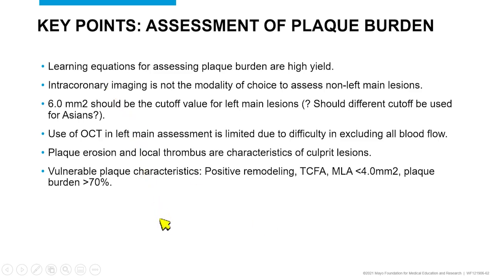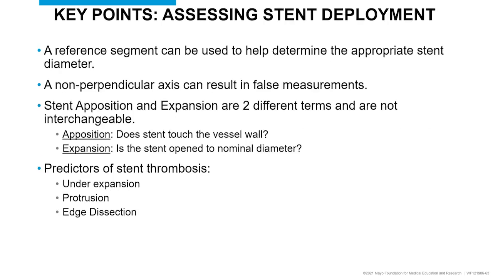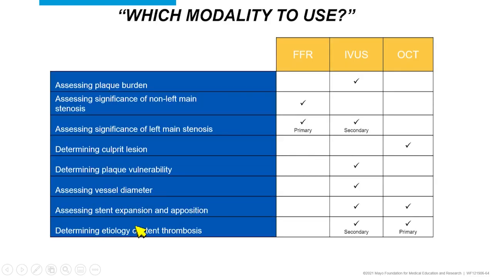You can look at plaque erosion and localized traumas on top of the plaque or inside the vessel as characteristic of culprit lesions. And vulnerable plaque characteristics include positive remodeling, thin cap fibroatheroma, minimum lumen area of less than 4 square millimeters, and a plaque burden of greater than 70%. You can use a reference segment to determine the appropriate stent diameter, and again, pay attention to whether your axis is perpendicular or not. You should be familiar with concepts of stent apposition and stent expansion. Predictors of stent thrombosis include under expansion, protrusion, and edge dissection.